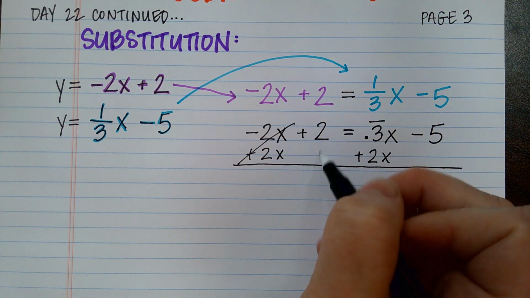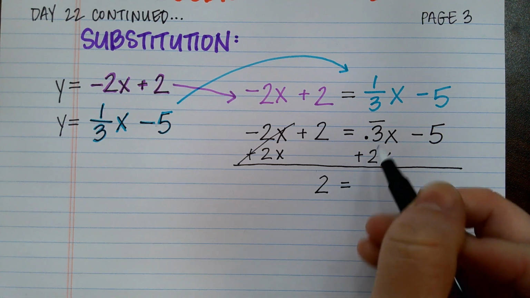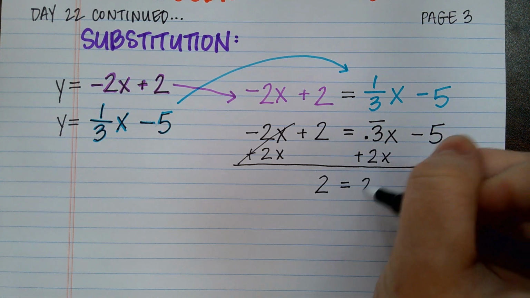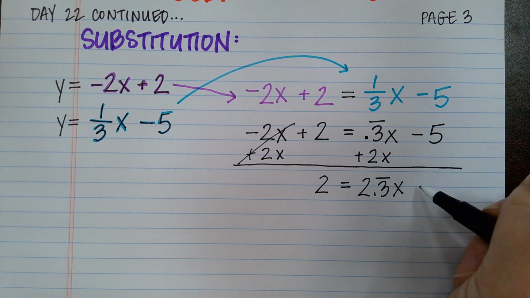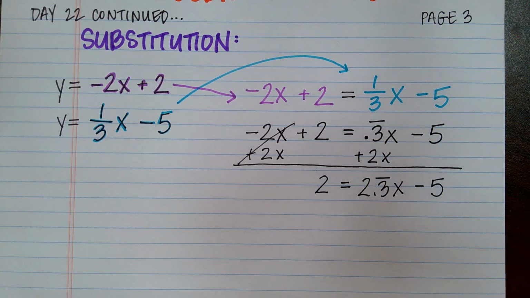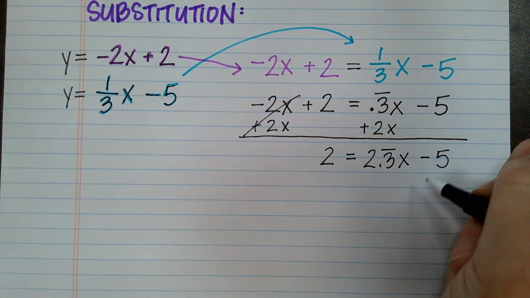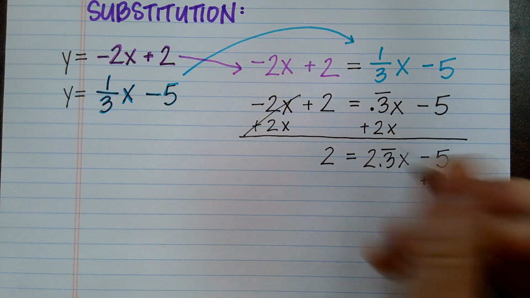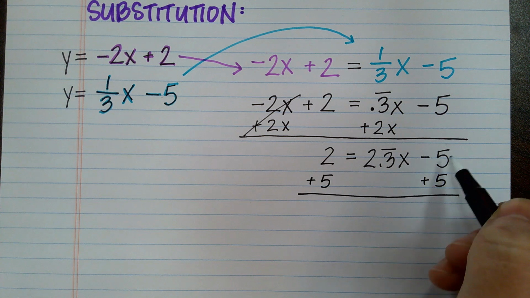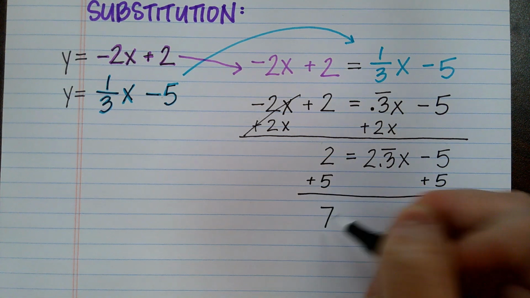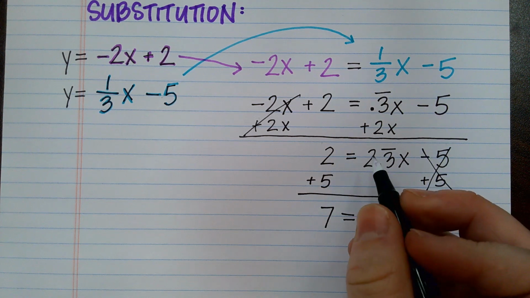I'm going to bring everything else down. I've got 2 left equals 2 plus 0.3 repeating, which is 2.3 repeating x, minus 5. Plus 5 to both sides. Yep, now we just add 5 to both sides. Plus 5, plus 5. 2 plus 5 is 7 equals 2.3 repeating x, those are canceled, forgot to say that.